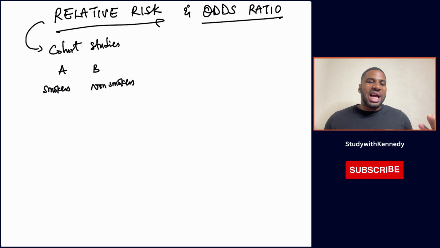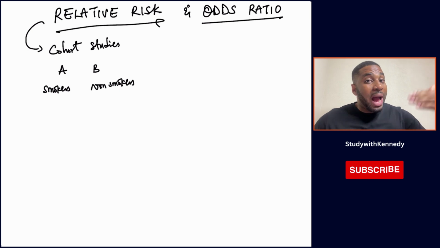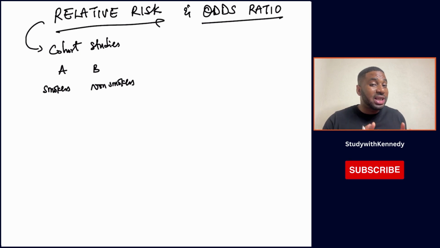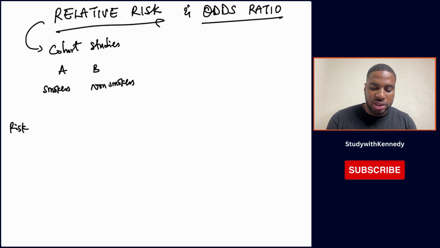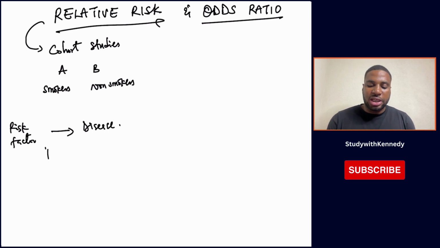And what we are basically asking is, let's find out what is going to happen. Who will develop a disease? We start with people that don't have a disease, but are behaving in a certain way. One group is smoking, one group is not smoking. We follow you up. 10 years, 20 years from now, what will happen? Who will develop lung cancer? So we start from the risk factor, in this case, smoking, and we see who will develop the disease. This is known as prospective cohort study.